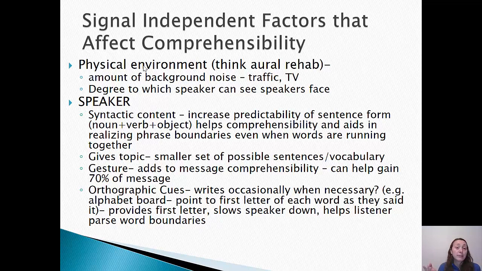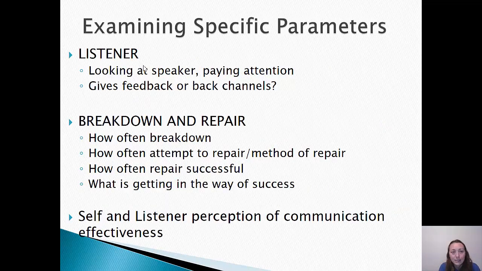You could just, maybe you already muted me. We wouldn't know. But if you muted me right now, I could probably get some information to you regardless of if you could hear me at this point. Orthographic cues, writing occasionally, writing the first word, using an alphabet board, slowing down the speaker's rate, which I'm not doing, I'm talking very fast. All of these things can affect comprehensibility.